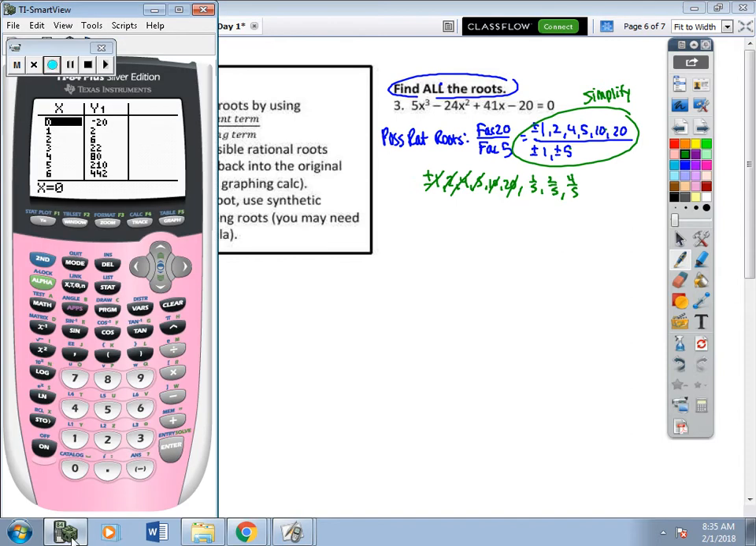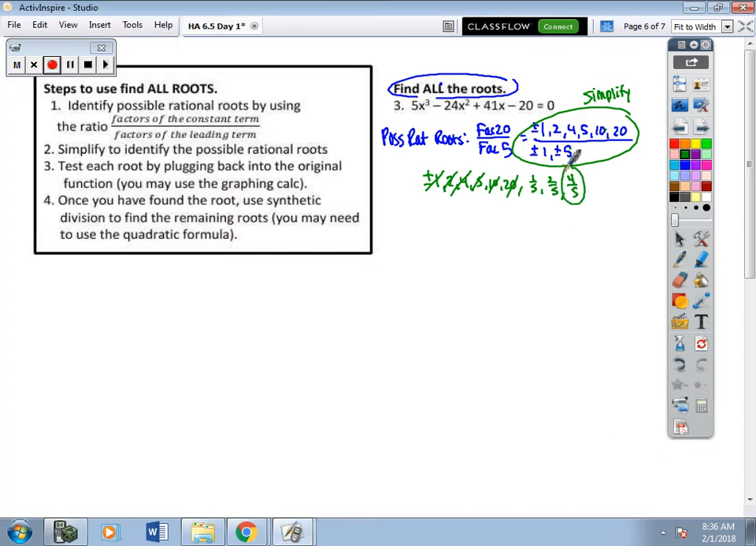So let's go to our graph, zoom to 6. And I like Abby's idea. Let's do our second trace value. And let's try one of them. Let's try 1/5. Nope. Try 2/5. So second trace, option 1. 2/5. Nope. Second trace value, 4/5. Yes. So x equals 4/5 is my only rational root.